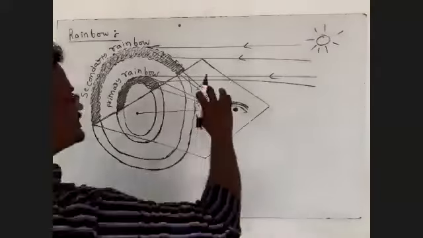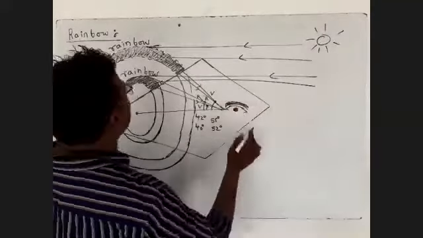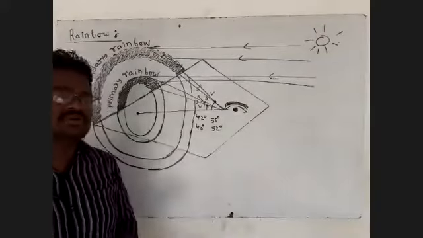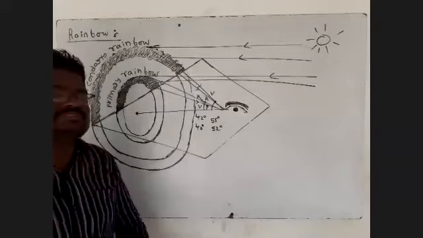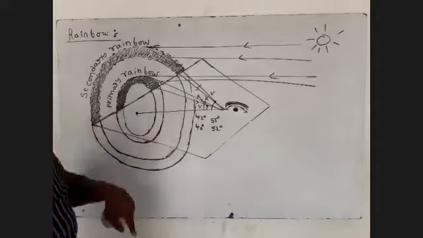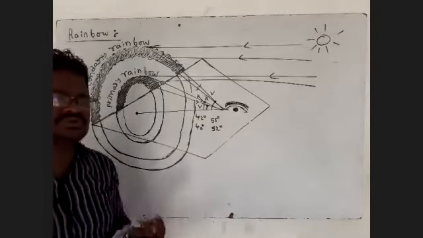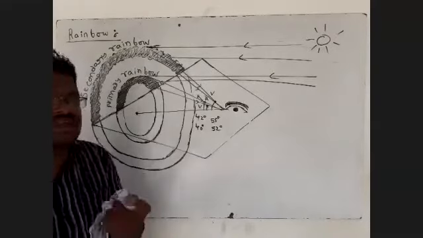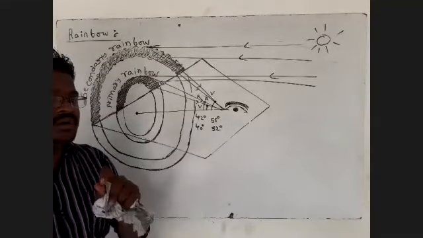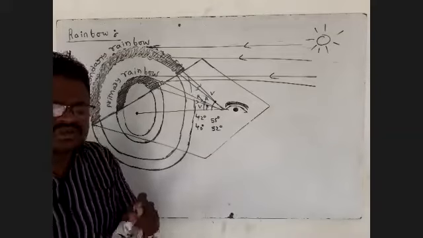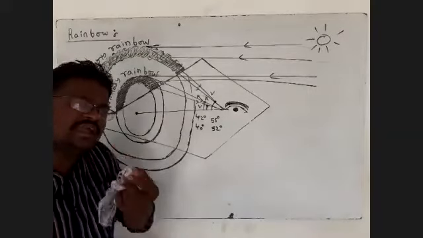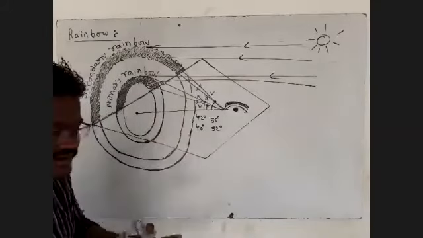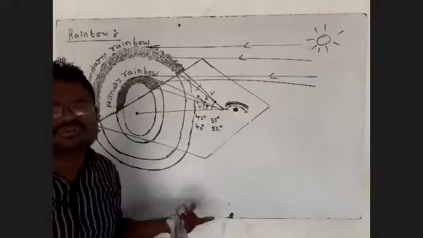Suppose you are standing on the ground. This is a natural rainbow. When we are seeing a natural rainbow, it means a rainbow is produced by the dispersion of light by raindrops, the raindrops floating in the air after the rain. So the rainbow is formed.